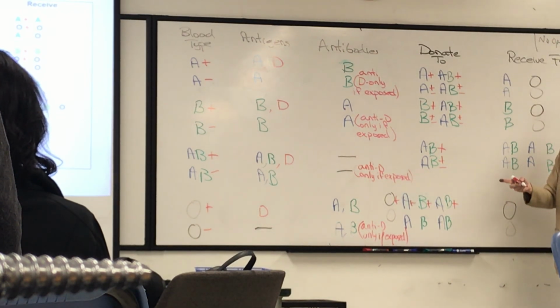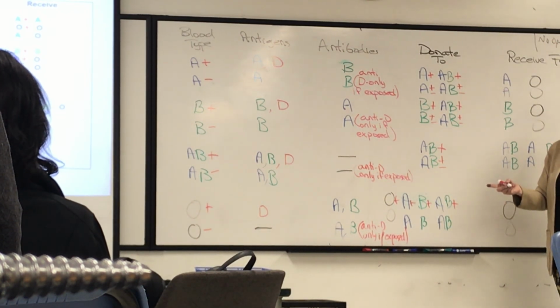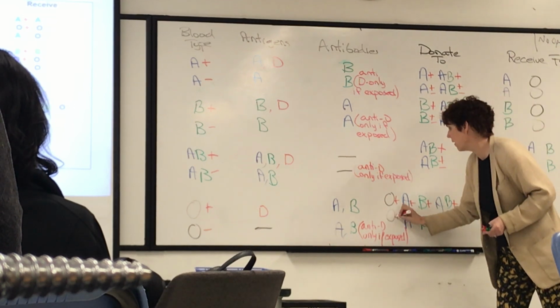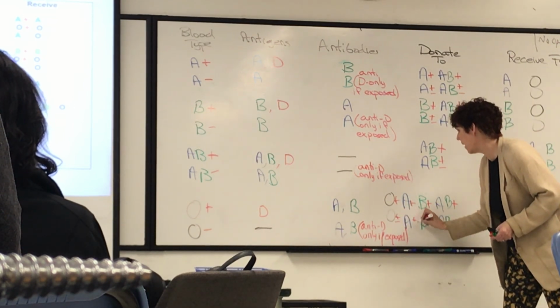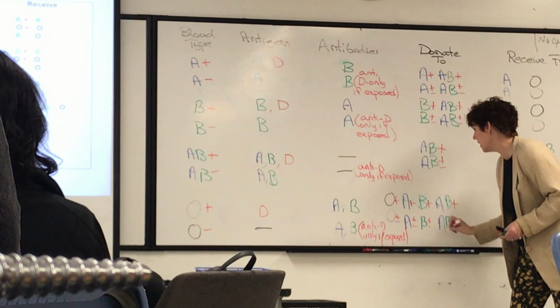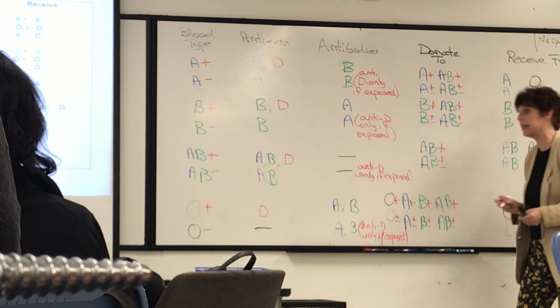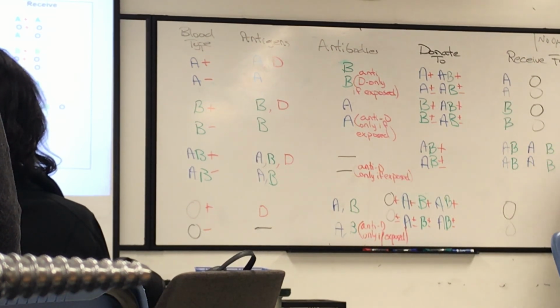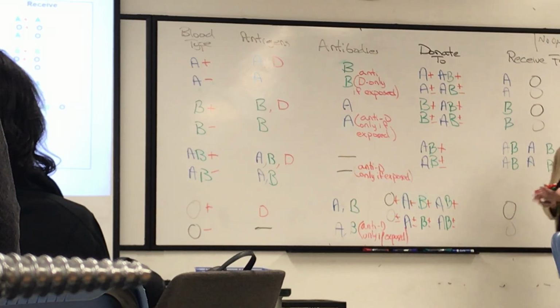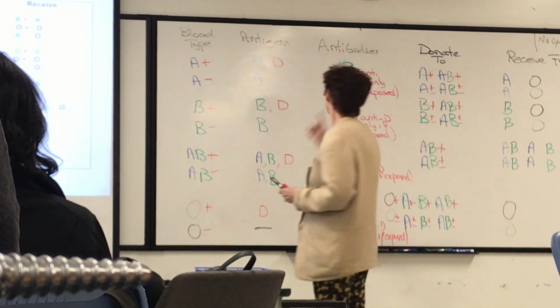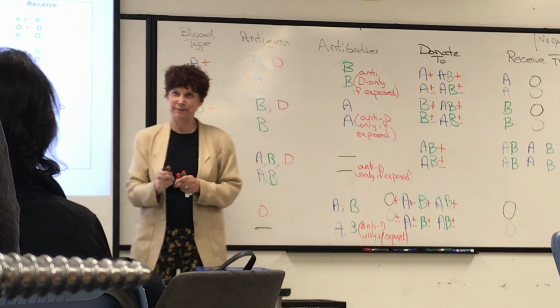If you're O negative, everybody wants you to come to donate blood to their blood bank. So you can donate to O positive, O negative, A positive, A negative, B positive, B negative, and AB positive and AB negative. All right? So O negative is identified as the universal donor.